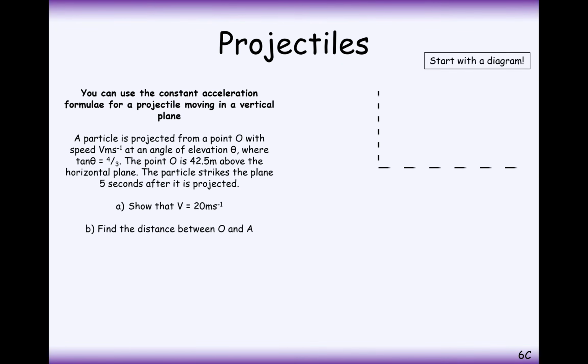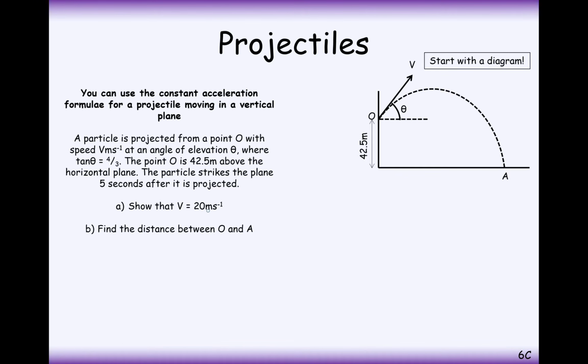So effectively, the diagram that we're going to be drawing here is a particle that's been projected from a point O, that's 42.5 meters above the ground, with a velocity of v at an angle of theta degrees. And this is going to be its projection. It's effectively like if you were to throw a stone in a kind of upward direction off a bridge or off a building. It's going to travel upwards for a little bit, but most of its travelling time is going to be in the downward direction. So therefore, we need to now show that v is equal to 20 meters per second.